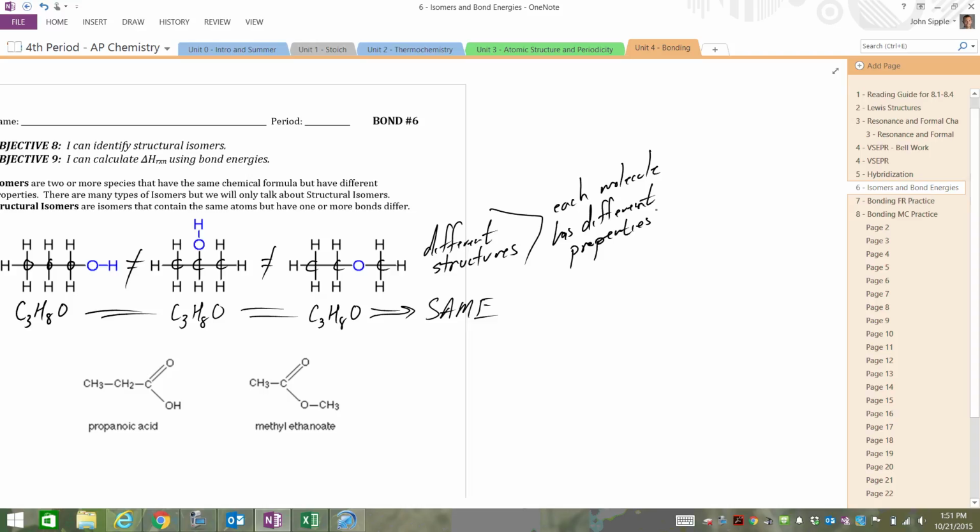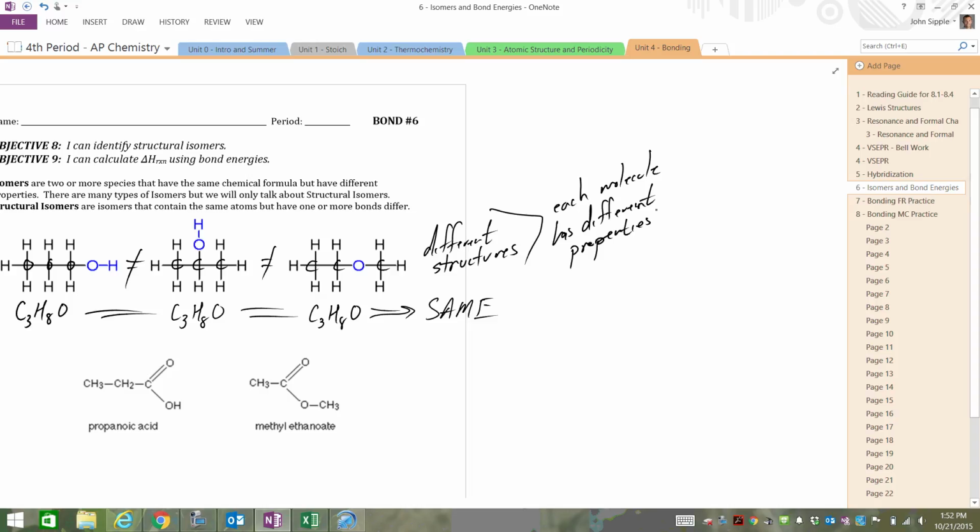But this guy here has an H that's attached to an oxygen. This one has an H attached to an oxygen as well. That hydrogen can do hydrogen bonding, so these two guys can do hydrogen bonding. However, this molecule, while it is polar, cannot do hydrogen bonding because that hydrogen is not connected to the oxygen. So these guys might have similar boiling points and melting points. This one will be very different, because the structures are different. So this is the idea: an isomer has the same formula, different structure.